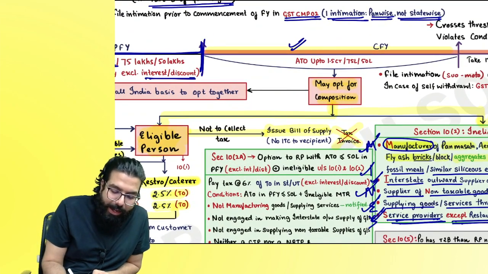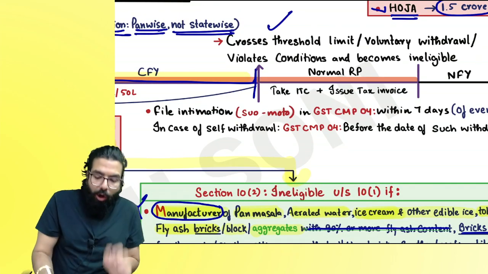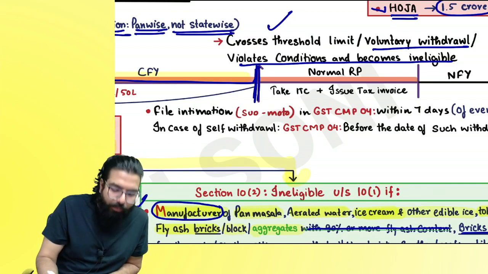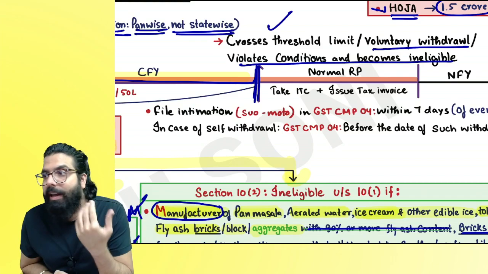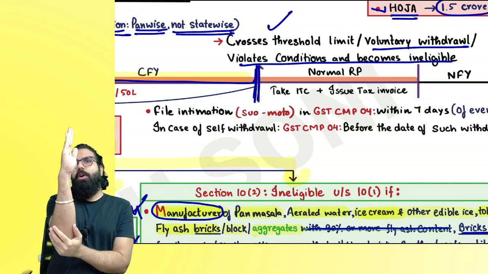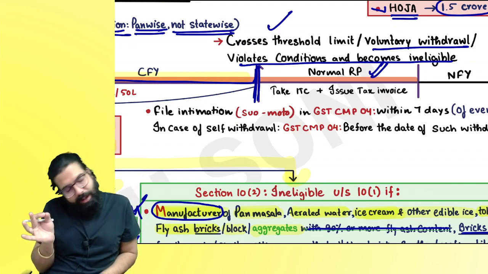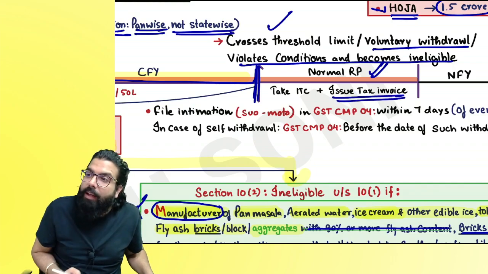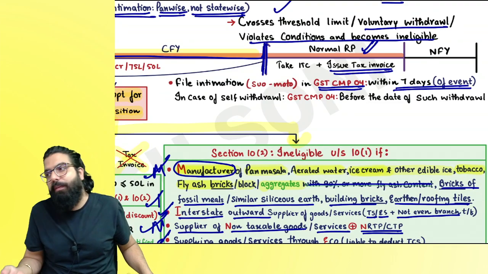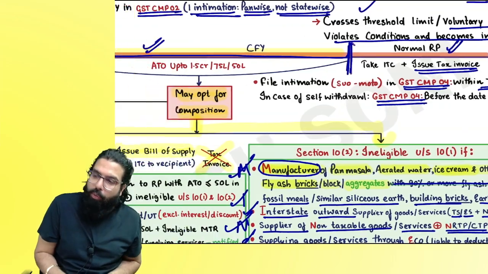Now, you are going ahead and carrying on composition. Supposingly, one day you cross the threshold limit. In between the year, you cross the threshold limit, or you want to go out of composition, or you violate the condition and you become ineligible. The day you violate, from the very next day, you will become what? Ineligible for composition. So supposingly, here I cross the turnover. Now what will happen, everyone? Once you cross the turnover, you will become a normal registered person. You can take the ITC and you can charge GST by issuing tax invoice. And also, you have to go online and file CMP 04 within 7 days of the event. Sir, I want to do self withdrawal. The day you want to withdraw, before that, please go ahead and file CMP 04. Can we go ahead, everyone?